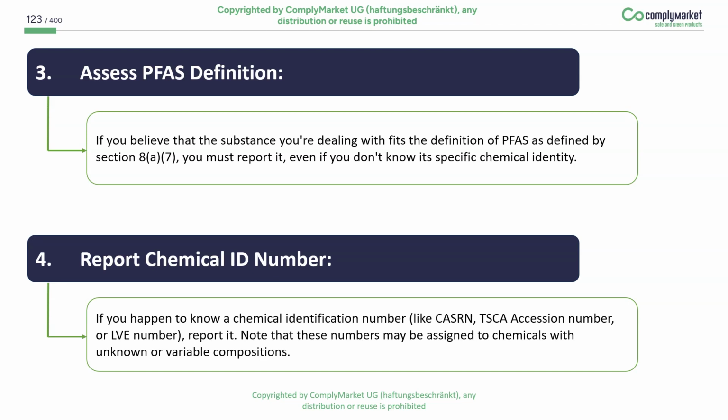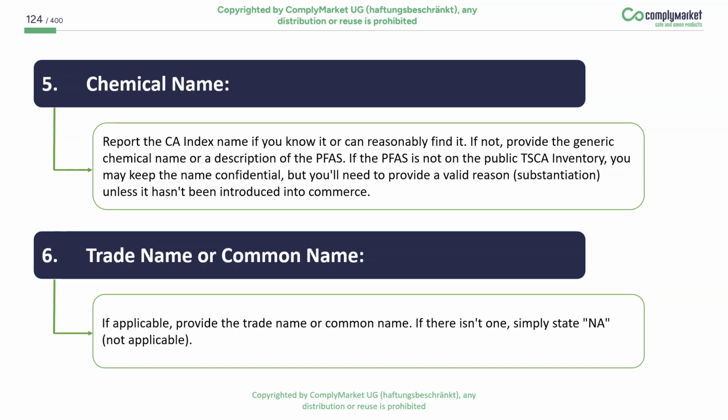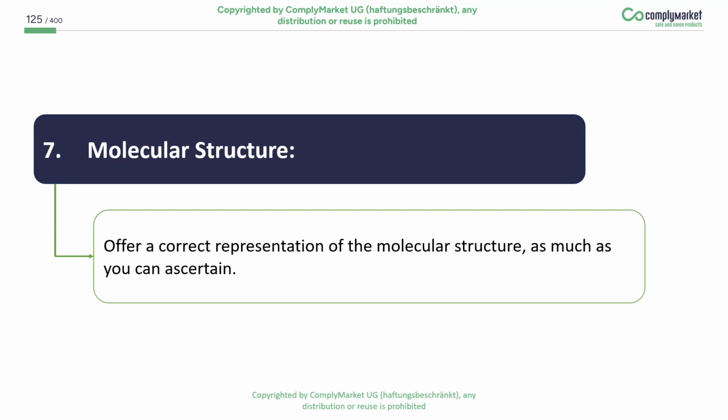Report the chemical ID number if you happen to know a chemical identification number like the CAS number, TSCA accession number, or Levy number. Report it. Report the CA index name if you know it or you can reasonably find it. If not, provide the generic chemical name or a description of the PFAS. If applicable, provide the trade name or common name.